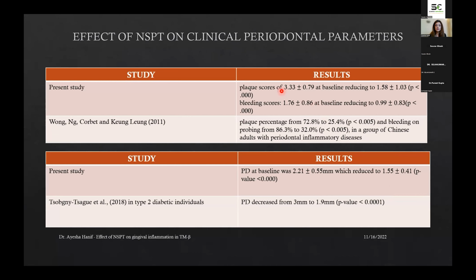We had reduction in plaque scores and bleeding scores. It was also found in another study by Wong, where they also had reduced plaque scores and periodontal bleeding scores after the follow-up. The present study shows decrease in pocket depth, and the same was found in another study in 2018 in type 2 diabetic individuals, where the pocket depth decreased from 3 mm to 1.9 mm.